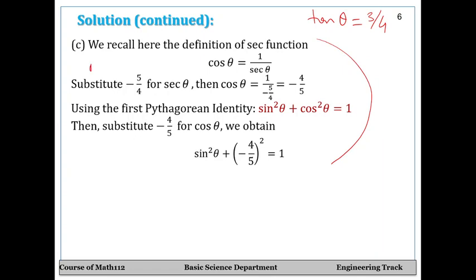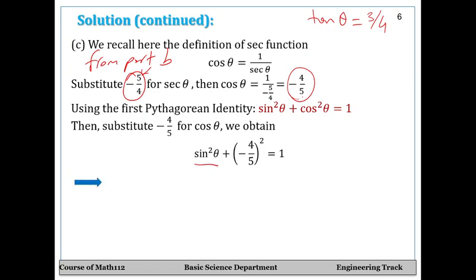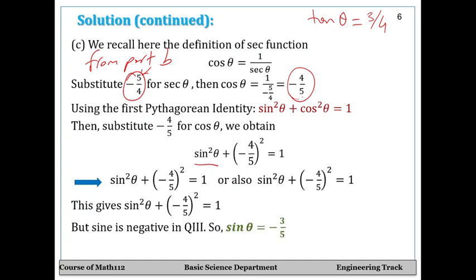So from part B, we have -5 over 4, so you can use cosine theta is equal to its reciprocal, so it will be -4 over 5. And then you can use the sine squared, cosine squared identity, and you get this one, and then you solve for sine, and you will get 3 over 5, and since sine is negative in quadrant 3, it will be sine theta equal to -3 over 5.